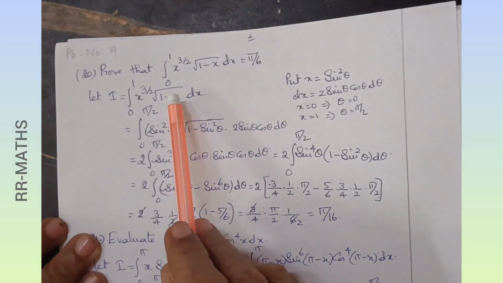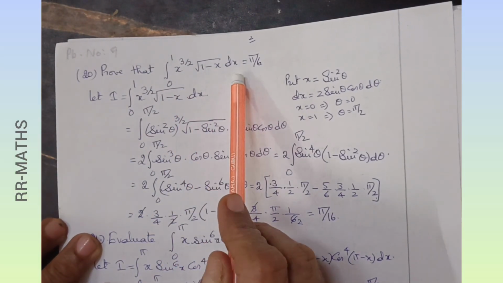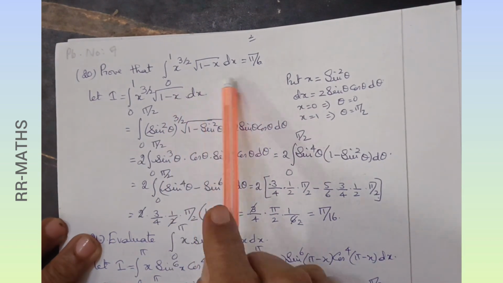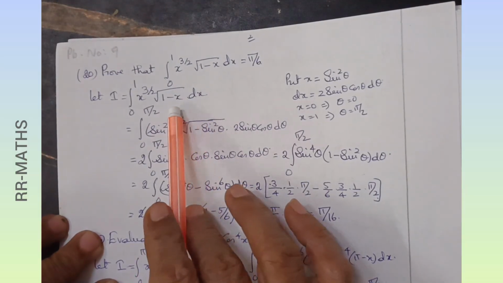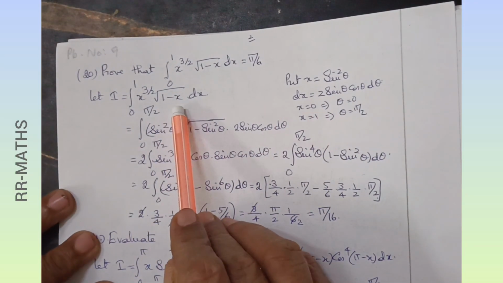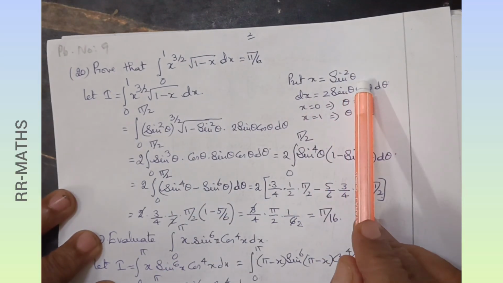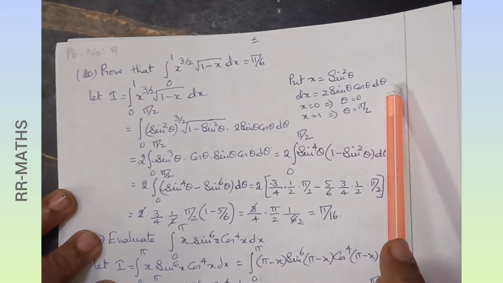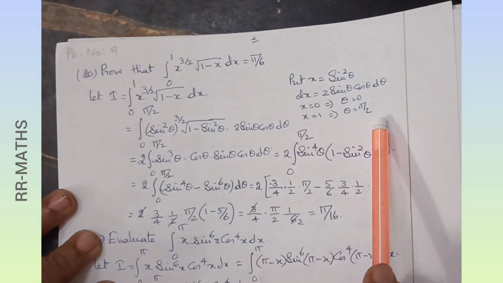Prove that integral 0 to 1 x to the power of 3 by 2 into root of 1 minus x dx is equal to pi by 16. You are asked to prove this. Now here you have root of 1 minus x. So I will substitute x as sine square theta, because only then I will get 1 minus sine square, which I can simplify. So put x is equal to sine square theta, dx is 2 sine theta cos theta d theta. When x is 0, theta is 0. When x is 1, theta is pi by 2.